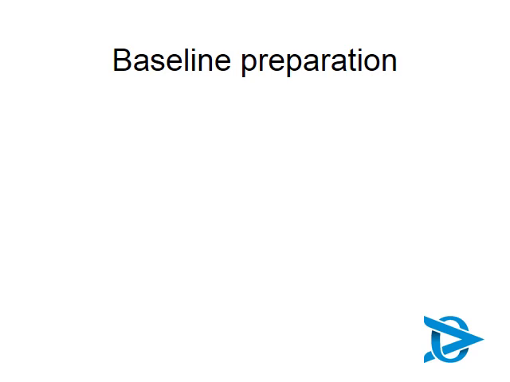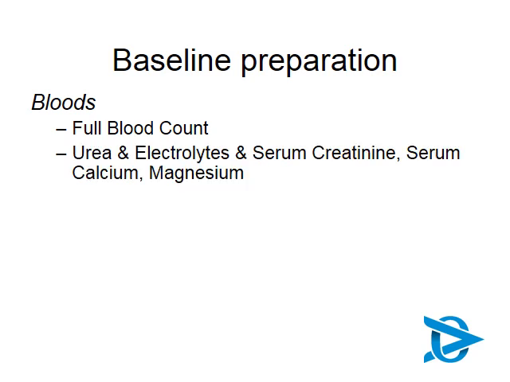DRTB has a whole set of baseline bloods that need to be taken. Most of these we are going to use as a way to determine whether there are adverse effects because of medication. That includes a full blood count, which can be affected by medication, but also gives us a clue of how sick our patient is. It's very important to monitor the kidneys in these patients: urea, electrolytes, serum creatinine, serum calcium and magnesium at baseline.